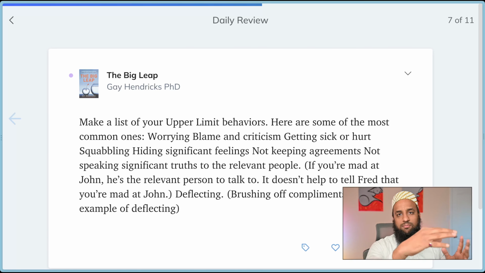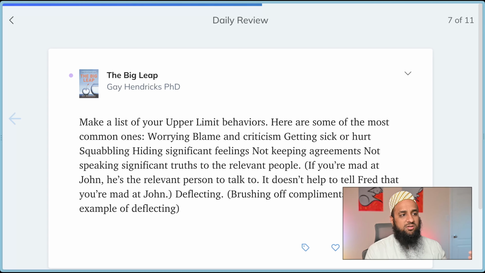Okay, so this is actually a bullet list from the book, but in the highlight it came in this way. So upper limit behaviors are something that stops you from going beyond. The whole concept of this book is the genius zone. That's another book, by the way, but it covers the same thing. There is something that keeps you in the zone of excellence. It will not let you go to your zone of genius, and those are the upper limit behaviors. These are some of the examples. Some of them are very obvious to understand, like worrying, blame, and criticism, getting sick or hurt, squabbling, and all of that. Let's talk about deflecting a bit.